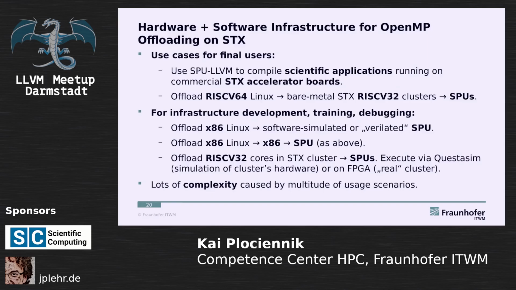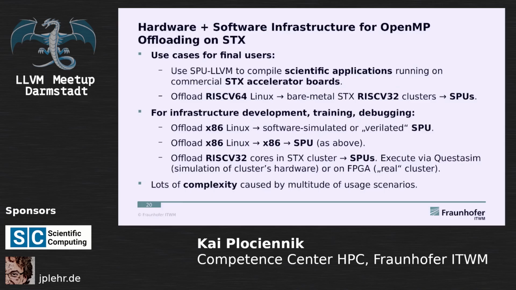We also have an FPGA setup where you can boot Linux on your RISC-V 64 host core, and there are several clusters containing RISC-V 32 cores and the SPUs. Because it's an FPGA, that's programmable hardware, it contains our hardware architecture, and so this is really, really close to the finally produced chip, of course.